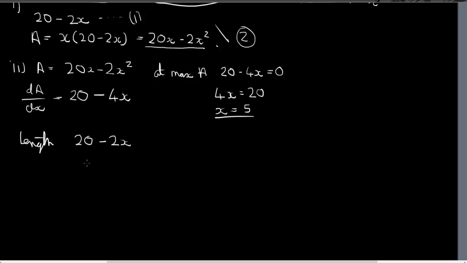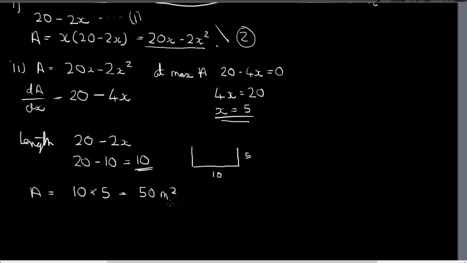So we've already worked out that x is 5 there. So 20 minus 2x is 20 minus 10, which equals 10. So there on our diagram, just to reproduce it, we've got that's 5 and that's 10. So the maximum area equals 10 times 5, which equals 50 metres squared. And for that we get another 4 marks. So we've got a total of 6 marks for that question on differentiation.